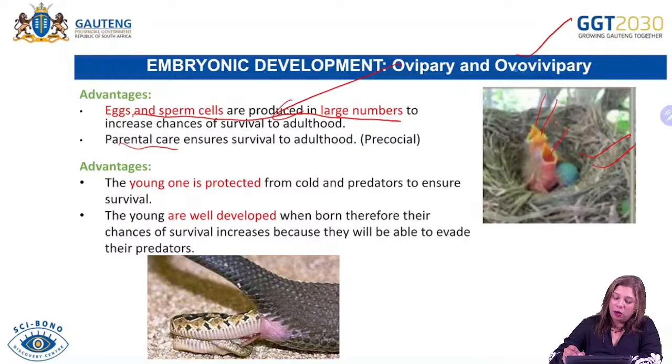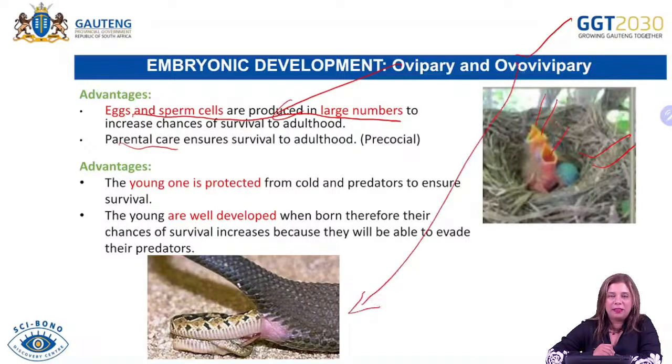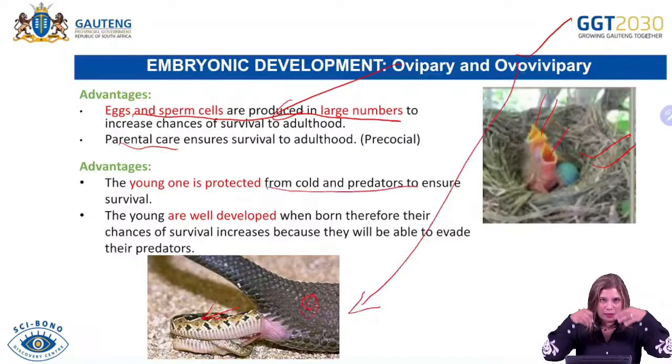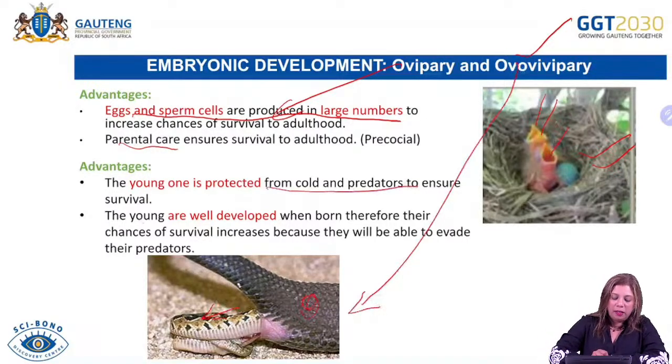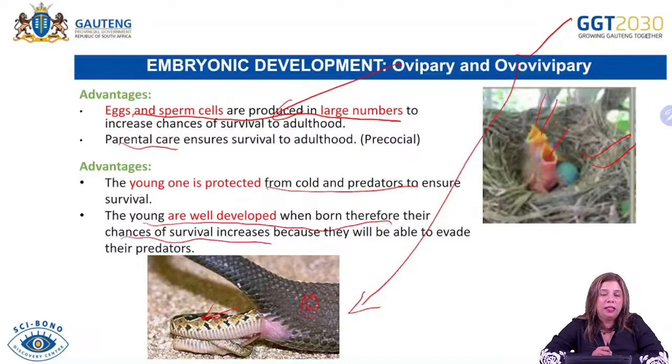But if we look at ovovivipary, let's look at the snake, for example. Now remember, the eggs are hatched inside the female's body and then the young are born. They are protected from the cold and from predators. Obviously, they are in a controlled environment. The young are well developed and they are born, so the chances of survival increase. Because they have time to develop inside the female's body, they are strong enough when they are born.